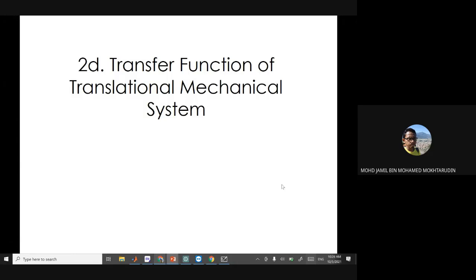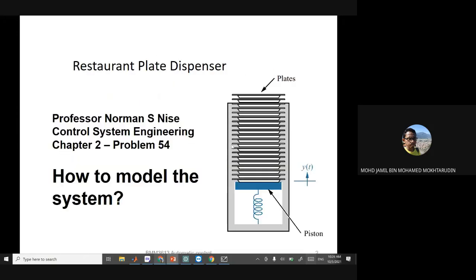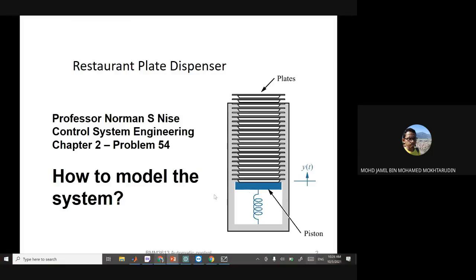So that's translational. In this topic, students will be able to create transfer function for translational mechanical system for single degree of freedom and multiple degree of freedom system. Okay, so there are two types of systems, single degree and multiple degree. Before that, let's look at an example of a translational mechanical system.